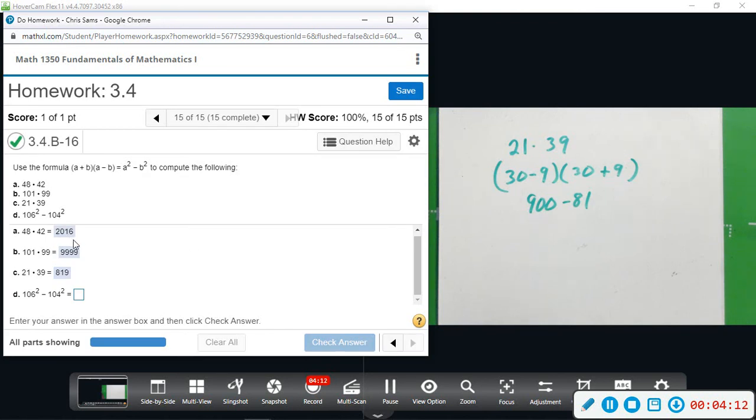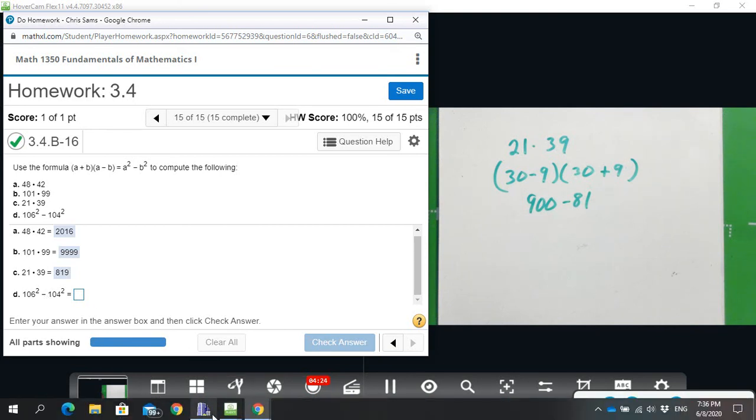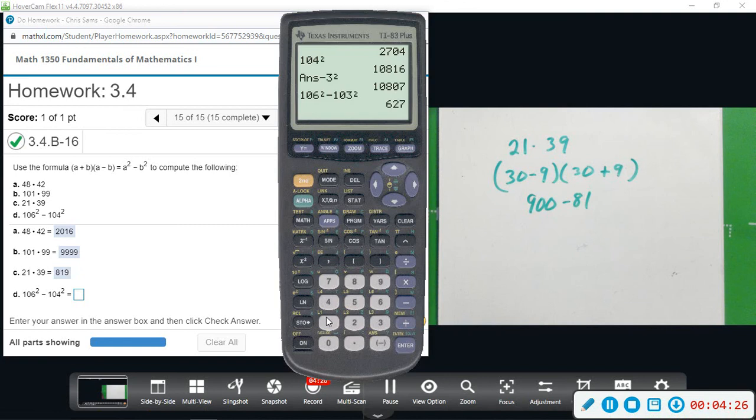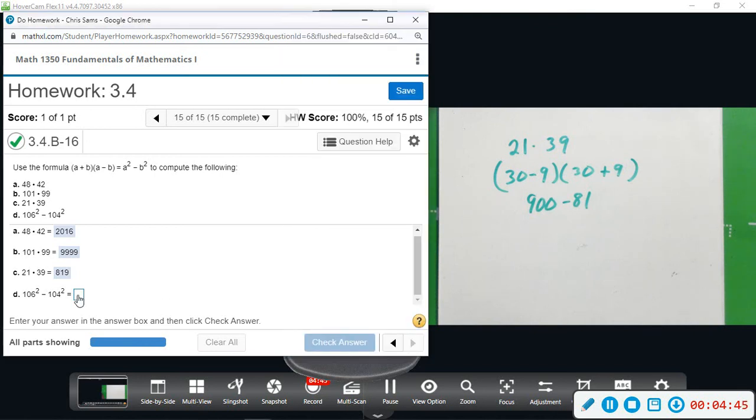Okay, so this last one is not being multiplied. It looks like they've already done this, a squared minus b squared. So we don't have to go backwards and do it, but these are big numbers, so we'll use the calculator to compute. So turn this on, clear out what we got. I'm going to do 106 squared minus 104 squared. And then that will give us 420.